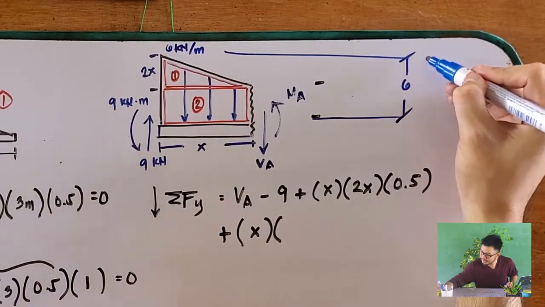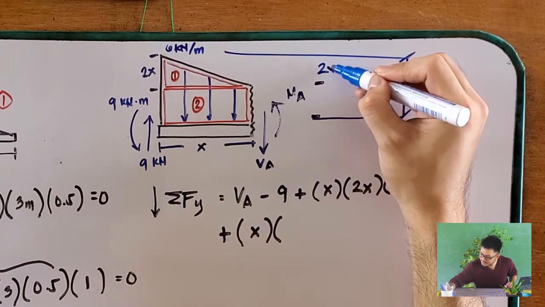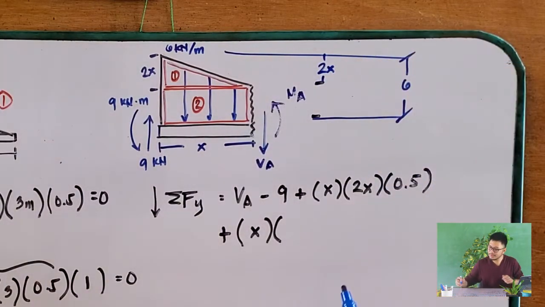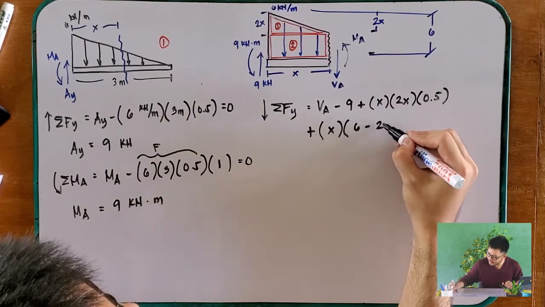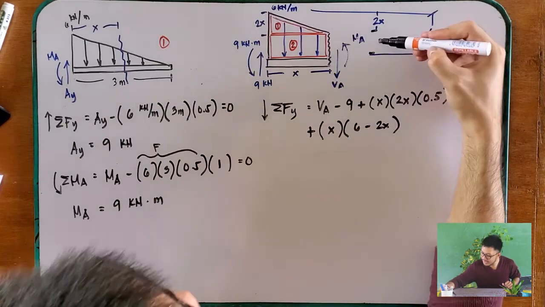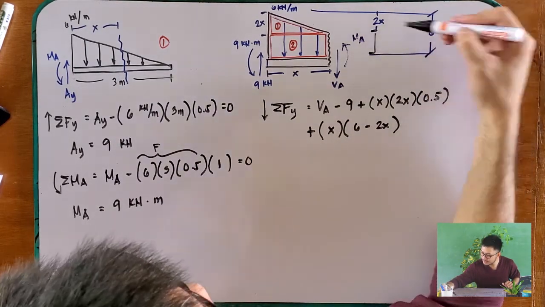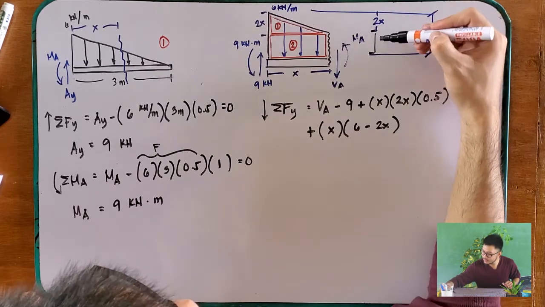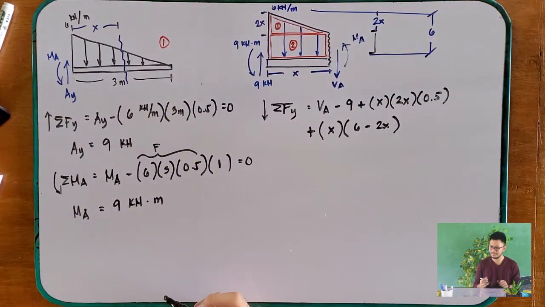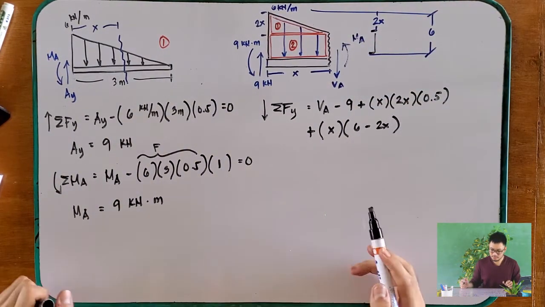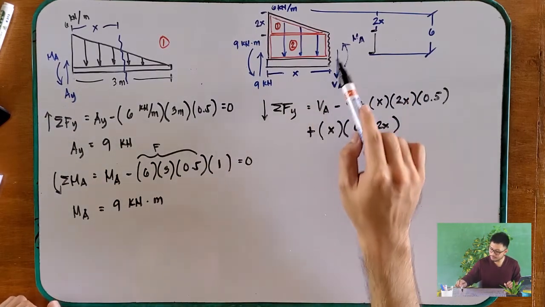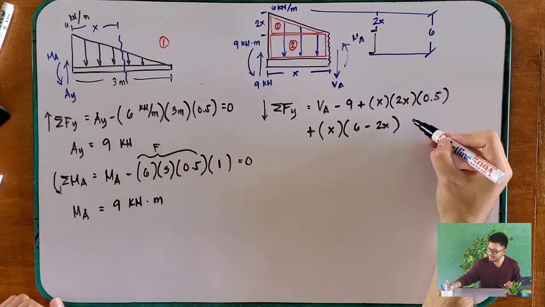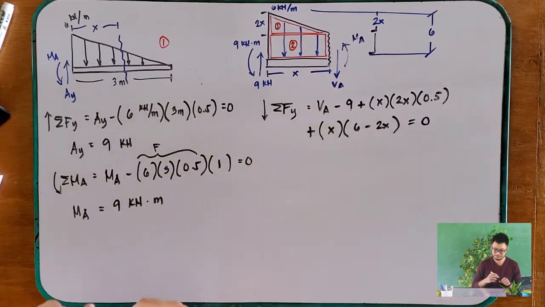And we knew that this height is 2x. So therefore, the height of the rectangle is what? 6 minus 2x. Di ba? Kaya mao man nga height ang atong gipangita niya. 6 man niya 2x. So 6 minus 2x mao na nga height. Gets? Okay, and that is equal to 0.